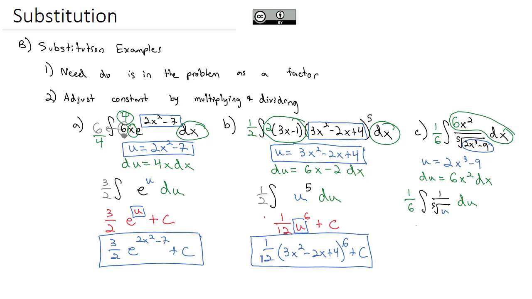Well, I know I can rewrite this as the integral of u to the negative 1/5 power du, so that I can increase the exponent by 1, which makes it 4/5, and multiply by the reciprocal, which is going to be 5/4. We still have the 1/6 out front, plus c. Let's go ahead and multiply that together. 1/6 times 5/4 is 5 over 24.